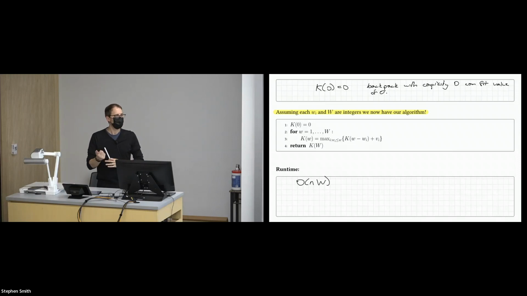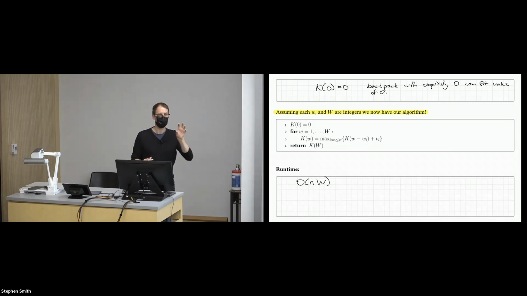So it's what is often called a pseudo-polynomial algorithm, because it's scaling in the value of some of the input parameters rather than scaling in the number of bits needed to represent them.